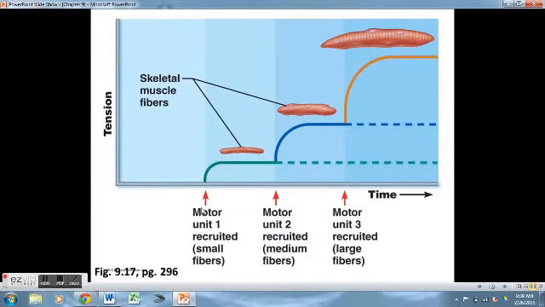So how does this process start? We call this process recruitment. This idea of let's start with a couple motor units, then we'll add a couple more, and we'll add a couple more until eventually we're at our maximal contraction. So the way this is going to work is we're always going to start with our smallest muscle fibers being involved first. And then if all of them are involved and we still need more tension in the muscle, we'll recruit our medium muscle fibers. And then if we still need more, we'll recruit our largest muscle fibers.